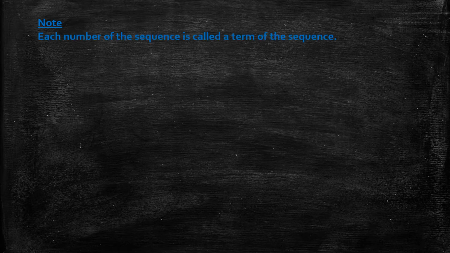Children, each number of the sequence is called a term of the sequence. We call each number as the term of the sequence. For example, 2, 5, 8, 11 is a sequence. So in this sequence, the first term is 2, the second term is 5. It goes on like that. The third term will be 8. Understood? So each number of the sequence is called a term of the sequence.